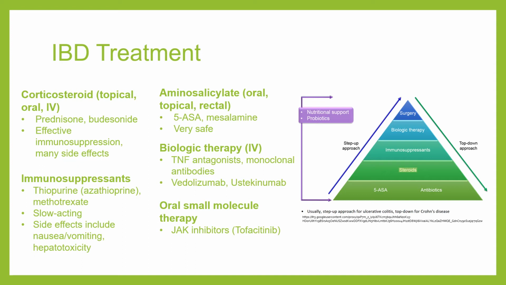Usually, for ulcerative colitis, it is a step up, starting from aminosalicylates and antibiotics, going up to steroids, immunosuppressants, biologics, then surgery. And for Crohn's disease, it is usually the opposite, starting from the surgery to isolate the intermittent areas of inflammation and trying our best to preserve the non-affected parts, and going down to biologics, immunosuppressants, steroids, and then antibiotics and aminosalicylates.